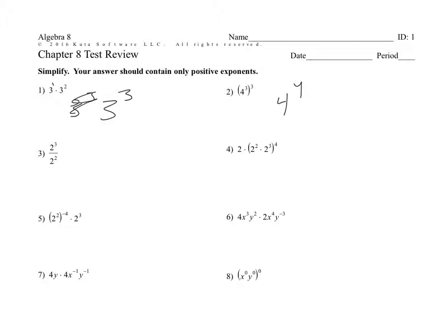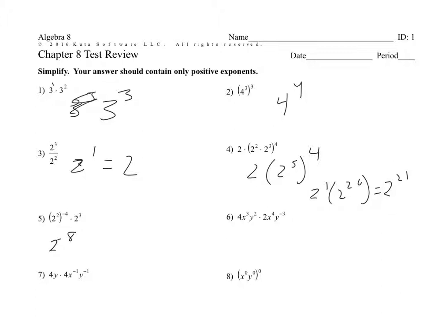If we go over here to number 3, that should just be 2 to the first, or just 2. Here, let's go ahead and combine the powers on the inside, so it's 2 times 2 to the fifth to the fourth. So then I have 2 times 2 to the 20th, which is still 2 to the first, so this is 2 to the 21st power. Number 5, distributing that power, we should have 2 to the negative 8th times 2 to the third, so I get 2 to the negative 5th power, so I'll change that to a fraction, 1 over 2 to the 5th.